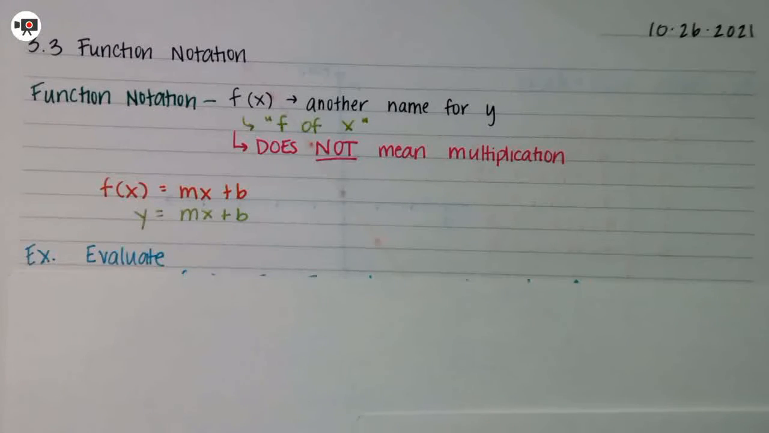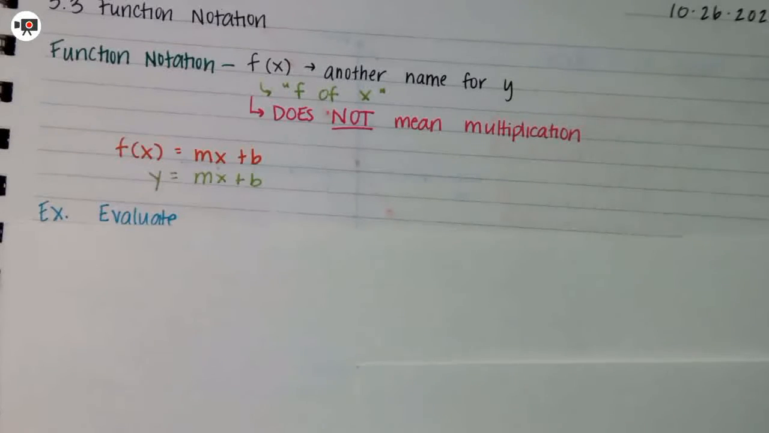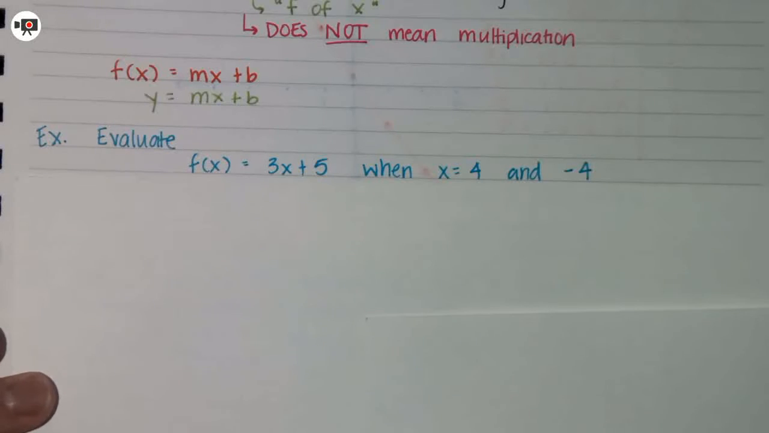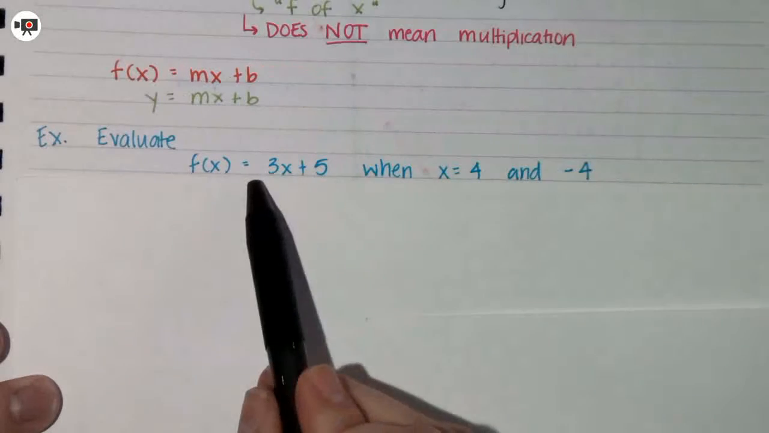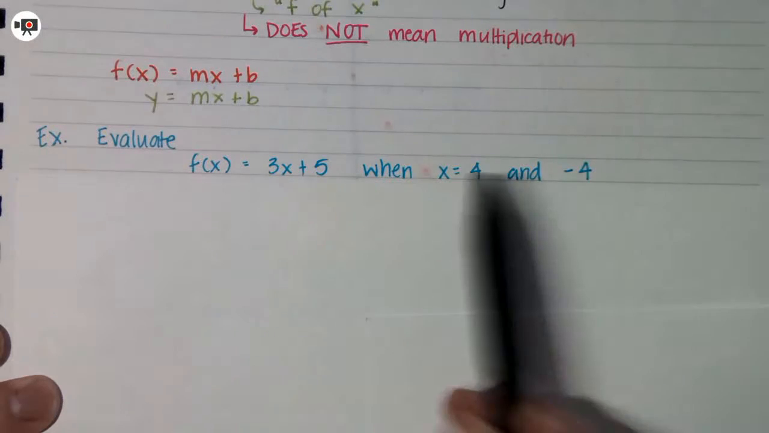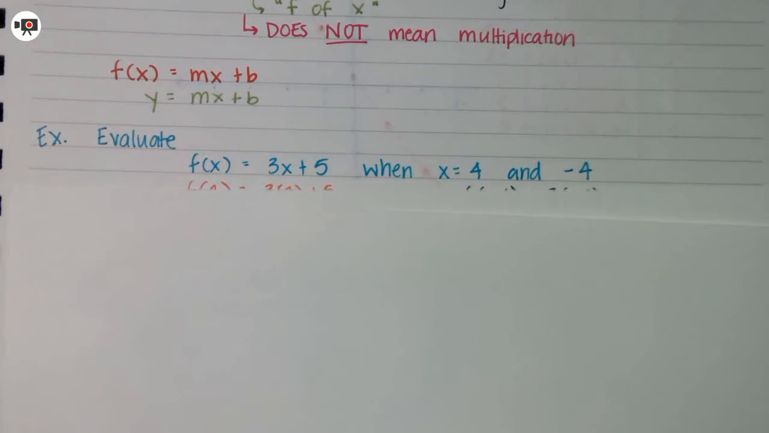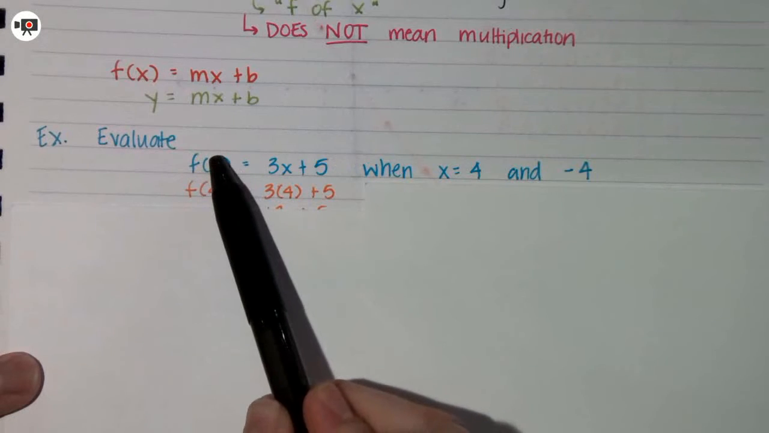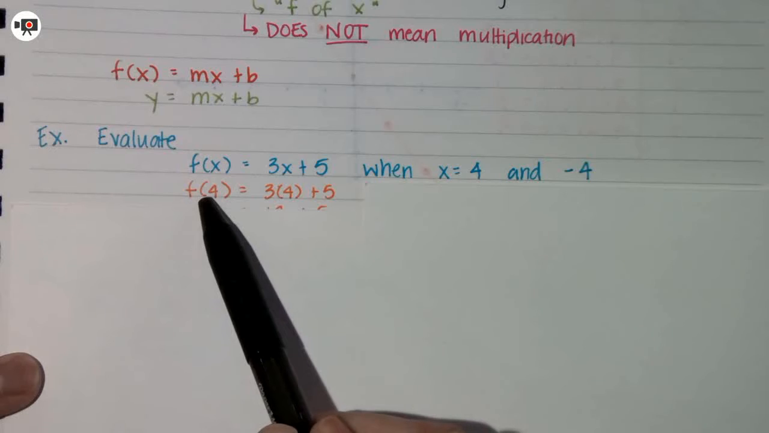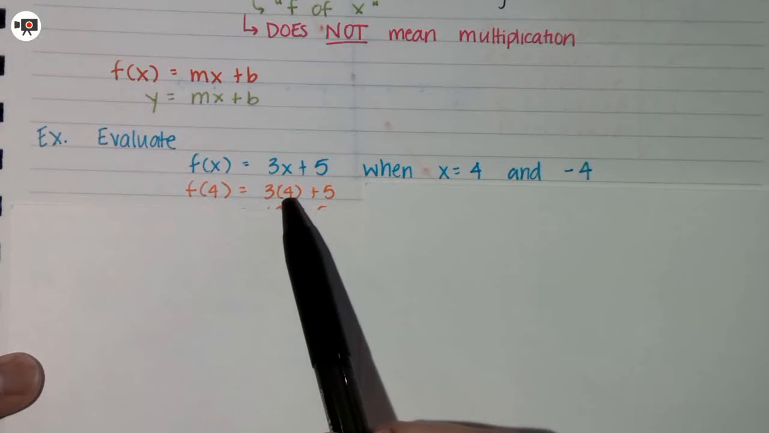So let's look at a couple examples, and we are going to evaluate. So we're going to find the number answer for these equations. I'm going to take f of x equals 3x plus 5 when x equals 4 and x equals negative 4. So first, wherever there's an x, I'm going to plug in 4. So I have f of 4 equals 3 times 4, instead of this x, I write 4, plus 5.